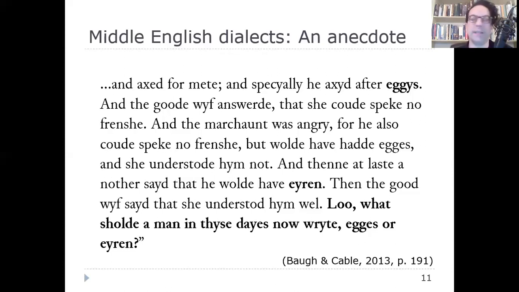And by a man, he means himself, of course, right? So which spelling am I supposed to use now? Or which pronunciation even? Because these are kind of two different words, two different dialectal terms for the same thing. Okay, so it wasn't always easy, apparently.